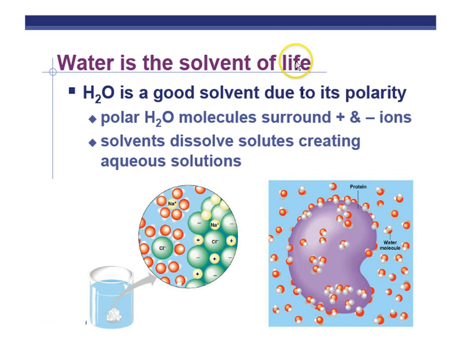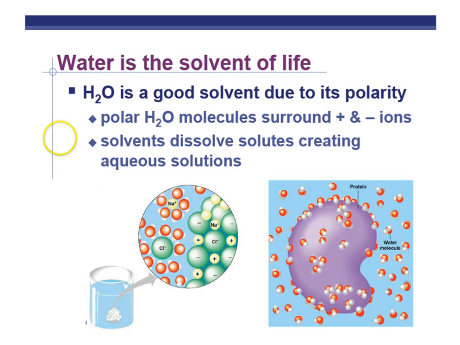Water is the solvent of life, and that's probably the most important property of water. It's able to dissolve other polar or ionic compounds that we need for keeping ourselves alive. Since water dissolves these things by surrounding it completely, it's able to be transported throughout the body in fluid like our blood.